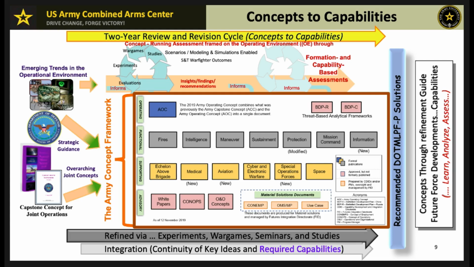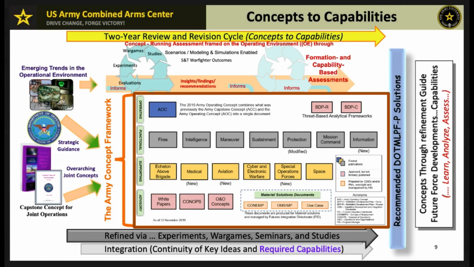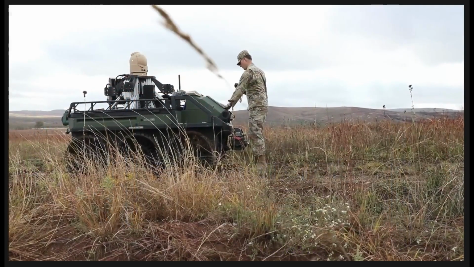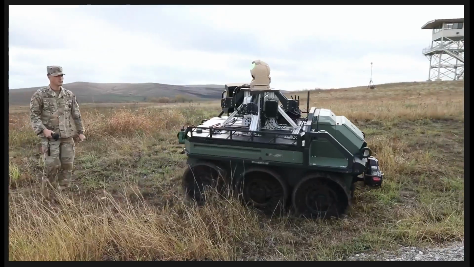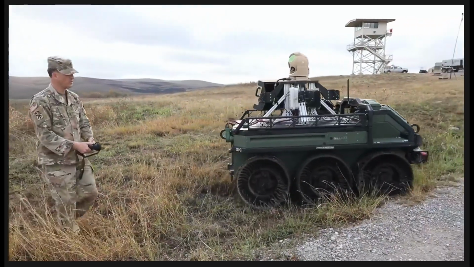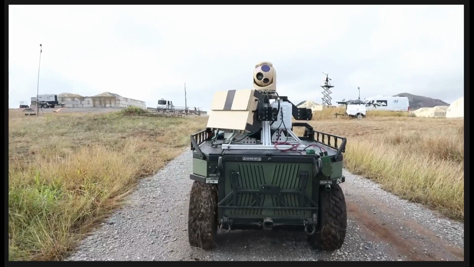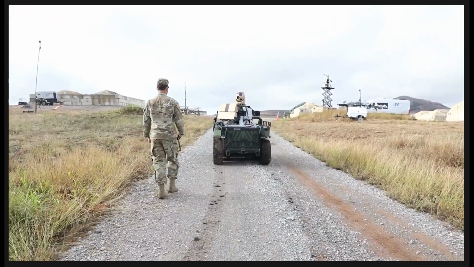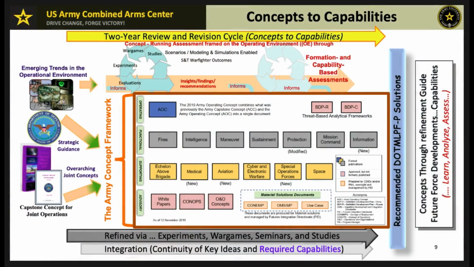must-have capabilities. We fine-tune these through experiments, war games, and studies, an ongoing process that helps senior leaders adjust to changes in the operational environment and new or emerging technology. As we polish these concepts, we spot gaps between what we can do now and what we need to do in the future. The means to do all this is found in the Capability-Based Assessment, or CBA, process.